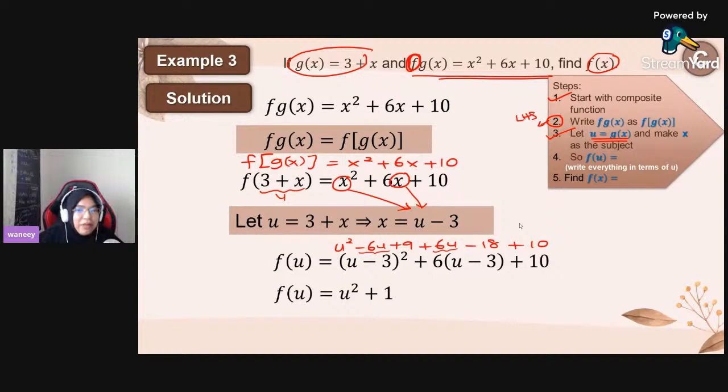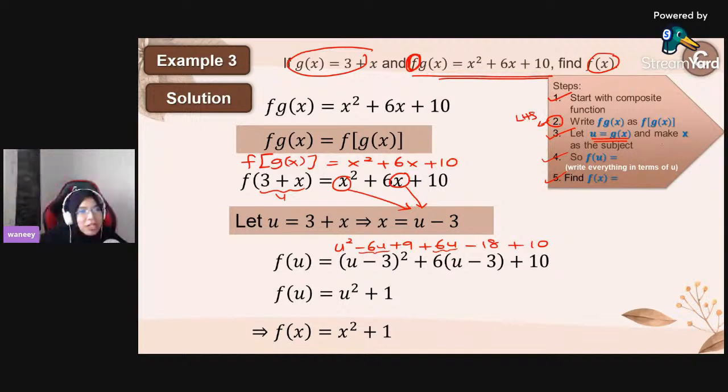Okay. However, that is fu. We want to find out fx. So what happened next is that we simply change the variable back to x. So fx will become x squared plus 1. So instead of u, we will replace everything in terms of x. So fourth step done, fifth step done.